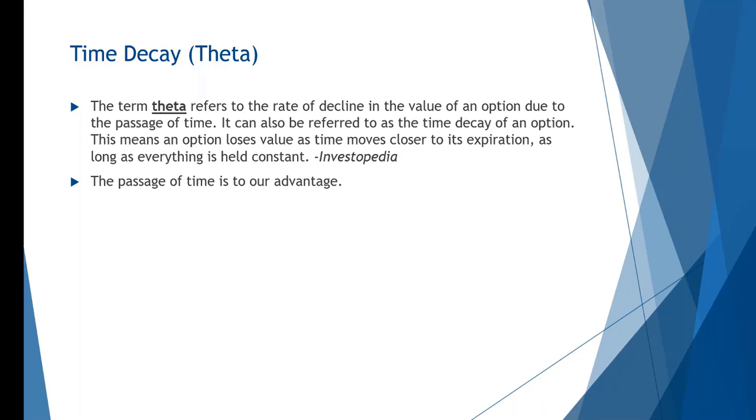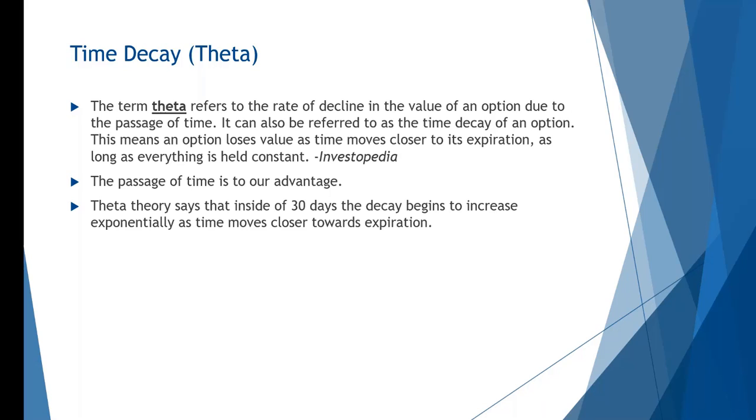So time passage is to our advantage. That's what we want. We want time to go. Every day that price stays below our lower strike, we are starting to collect more and more of that net credit, or that maximum profit. Theta theory says that inside of 30 days, the decay starts to increase, and not only does it increase, but it increases exponentially.